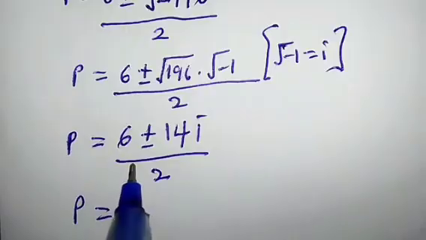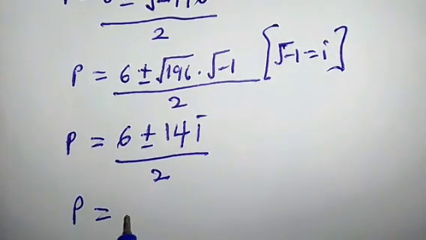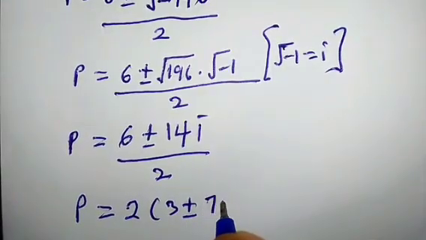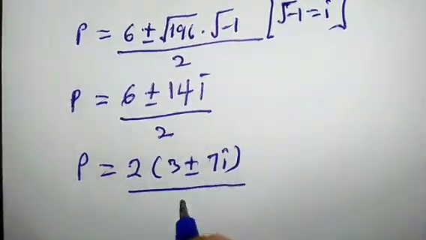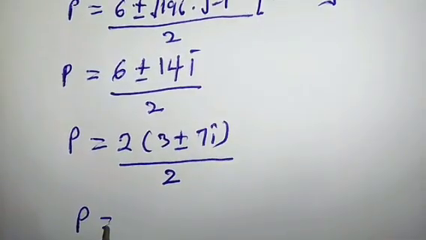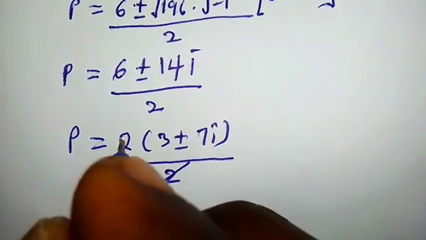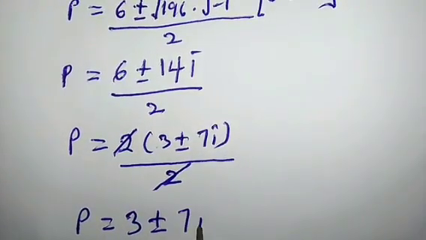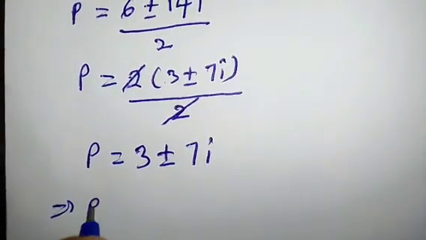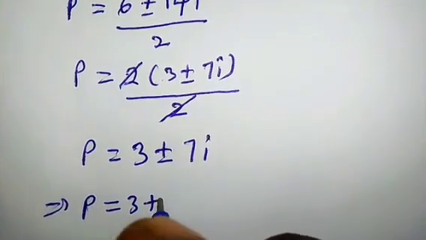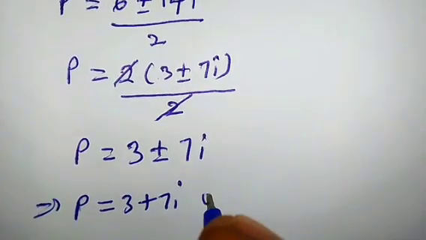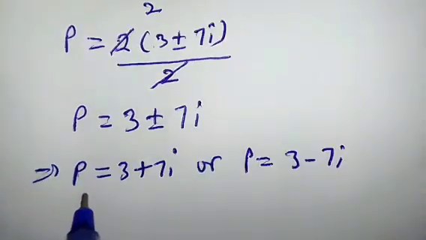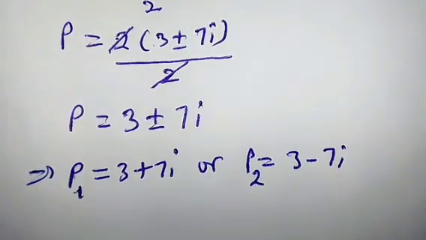p equal to, I can factor out 2 from this numerator. So I have 2 times (3 plus or minus 7i), divided by 2. Clearly 2 cancels 2. We are left with 3 plus or minus 7i. This implies that p is equal to 3 + 7i, or p is equal to 3 - 7i. Let's call this p1 and this p2.